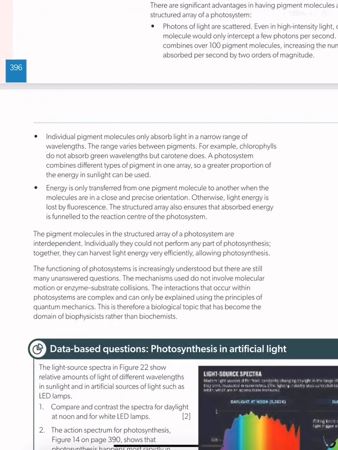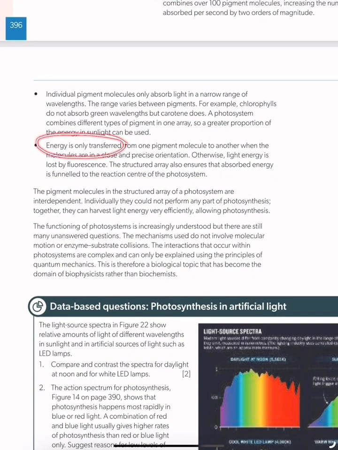Individual pigment molecules only absorb light in a narrow range of wavelength. The range varies between pigments. For example, chlorophylls do not absorb green wavelengths, but keratin does. So keratin transmits orange wavelengths. Energy can only be transferred if the molecules are in a close and precise orientation. So this structure helps the energy to be transferred.